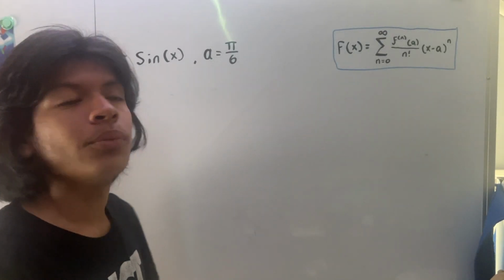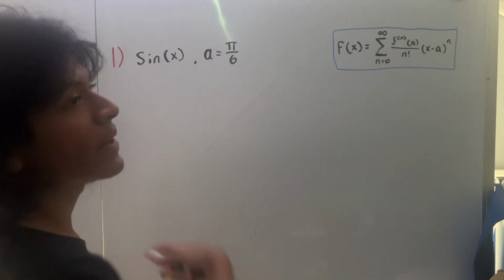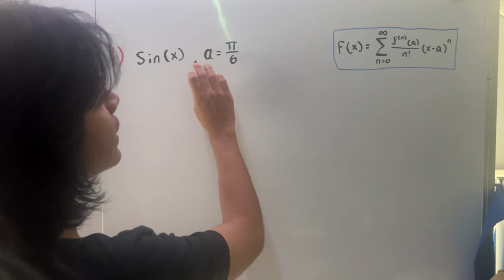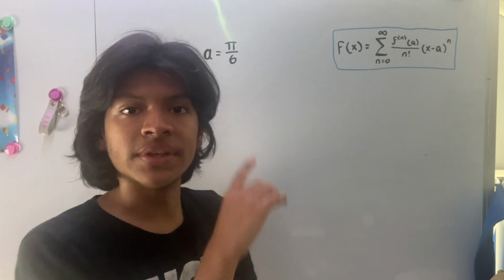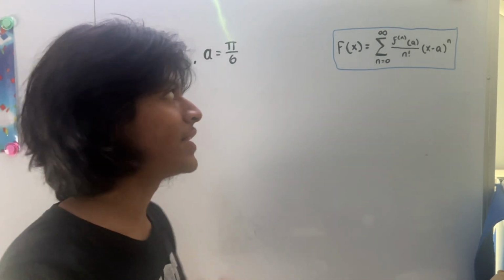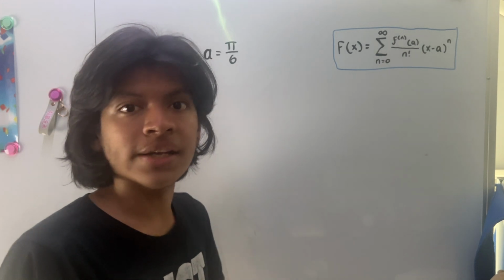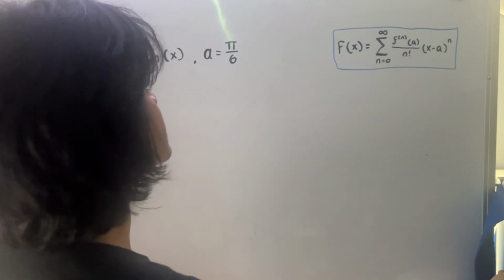Okay, so here we're going to be doing the same thing, writing the Taylor series expression or expansion for sine of x, but it's going to be centered at pi over 6, and we're going to be doing the same approach as we did with the last problem. However, for this problem, we're going to have to do something different to write the Taylor series expansion. So let's just get right into this one.